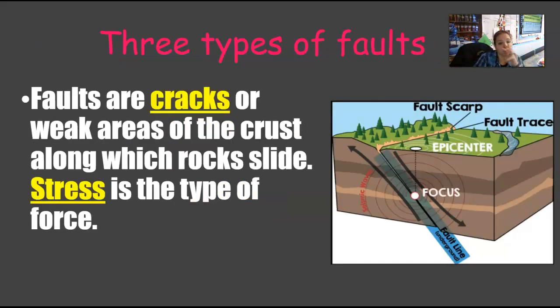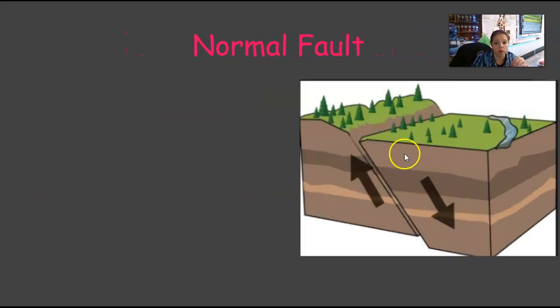All right, so there are 3 types of faults. Faults, that's what we were talking about before. What are they? They are cracks or weak points of the crust along which the rocks slide. There's movement. And stress is the type of force that is being put on there. All right, so we've got a couple different stresses and a couple different faults. A normal fault, where this part is going down and this part is going up. So it's going like this. It's kind of like splitting apart, right?